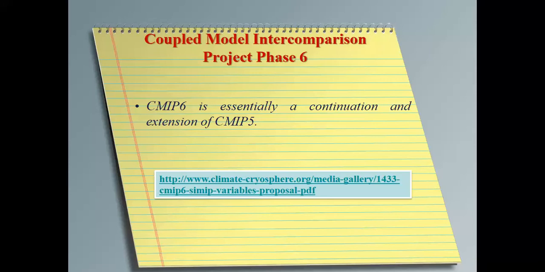In CMIP6, we have different variables. If you want to know better about the data and definitions, limitations or criteria and other things, please download this PDF file. It helps you to better understand different variables in CMIP6.